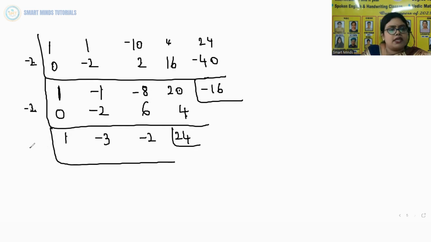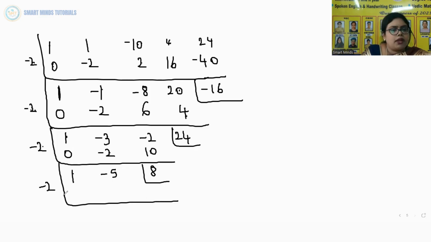Again you do once again. Here minus 2 and here 0. 1 plus 0 is 1. 1 into minus 2 is minus 2. Minus 3 minus 2 is minus 5. Minus 5 into minus 2 is 10. 10 minus 2 is 8. Again you have to take minus 2 here, 0 here. 1 plus 0 is 1. 1 into minus 2 is minus 2. Minus 5 minus 2 is minus 7.